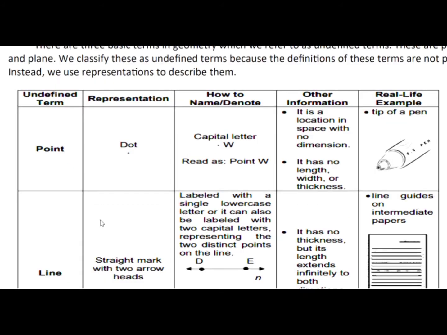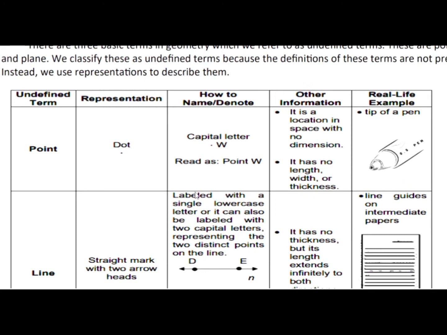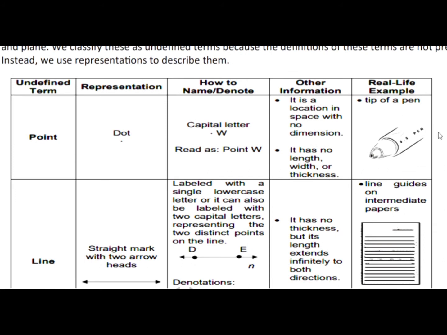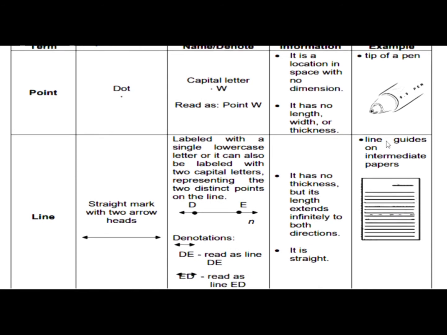Let us have first the point. The representation of a point is a dot. We use a capital letter to name or denote a point. For example, we have the capital letter W and read this as point W. It is a location in space with no dimension, and it has no length, width, or thickness. This is a real-life example of a point: the tip of a pen.